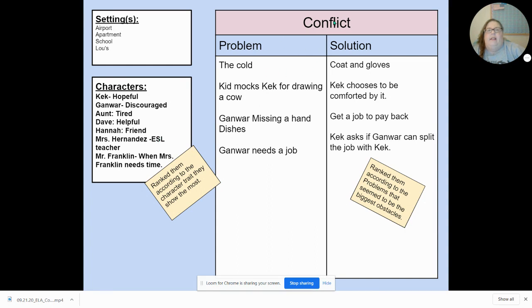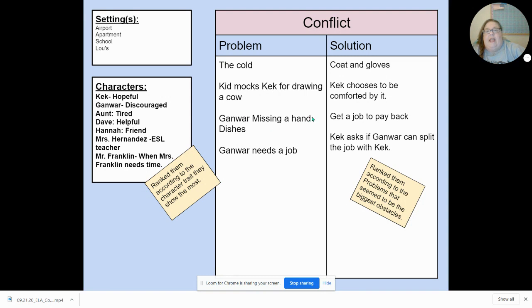And then we're examining the conflict. And when we look at conflict, there are 2 parts to the conflict. There is the problem, and then there is the solution. And so I rank these according to the problems that seem to be the biggest obstacles. So I didn't include every problem in the text, but I did include the problems that seemed to be the largest. So the cold was the most shocking to him. What was the solution? Dave gave him gloves and a coat. And then the kid mocks Keck for drawing a cow. What was the solution? He chose to be comforted by the sound of the cows.